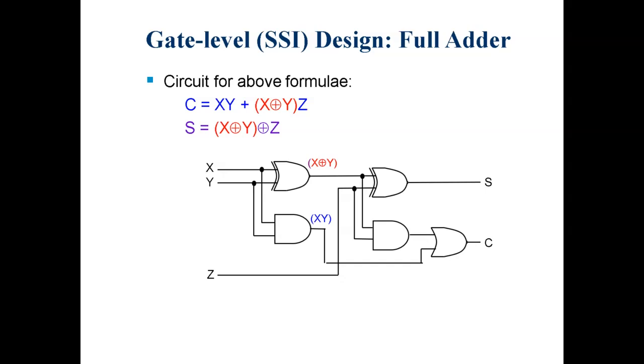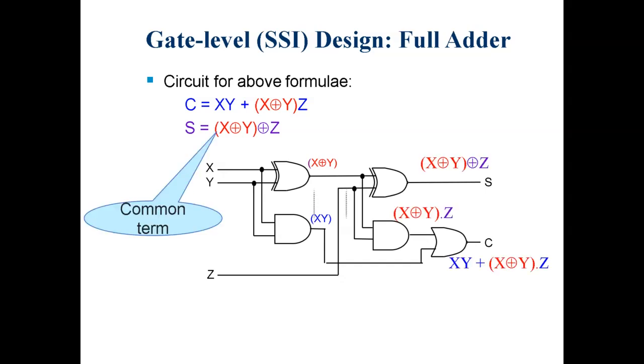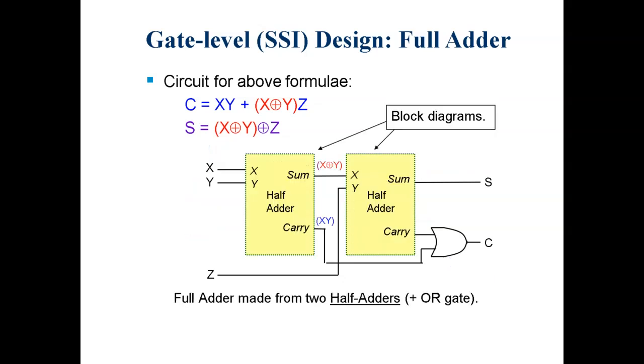But you can also design a full adder using half adders. So can you see here? Now this is the common term. And this is now my half adder. So a full adder can also be designed using half adders. For a full adder, how many half adders are required? Two. And how many OR gates? One OR gate. So we can also design the full adder this way.